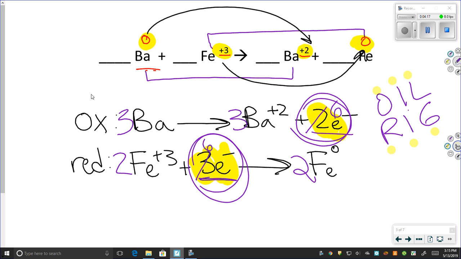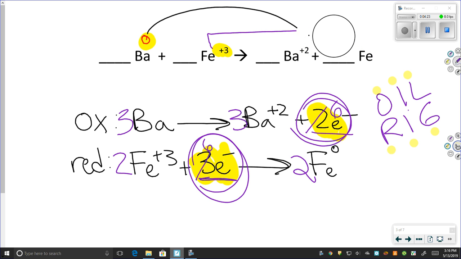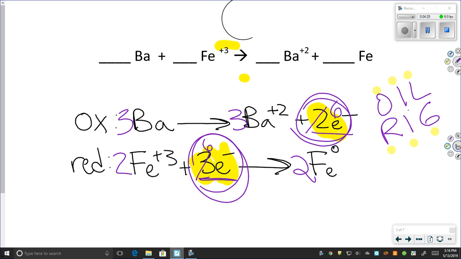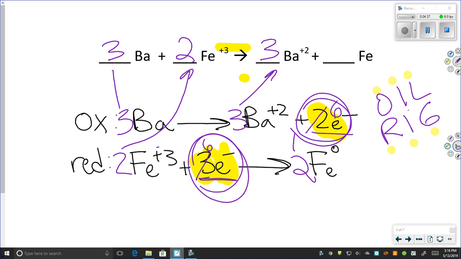We are absolutely happy. When we go back to fill in our final balanced equation, it will look like this, with our 3's coming up from those bariums and our 2's coming up to our irons, leaving this as our final answer.